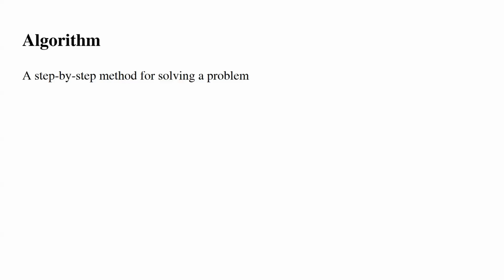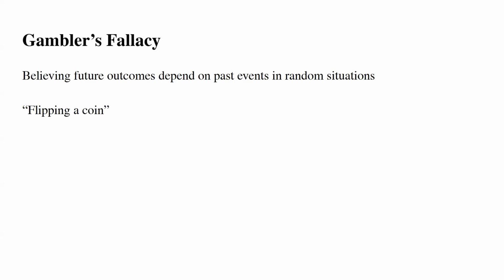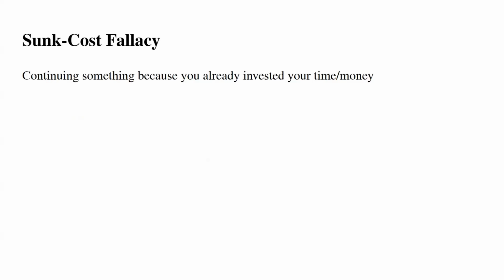Algorithm is a step-by-step method for solving a problem. Heuristic is a mental shortcut to solve problems quickly. Gambler's fallacy is believing future outcomes depend on past events in random situations, such as when you're flipping a coin. Sunk cost fallacy is continuing something because you already invested your money and time.